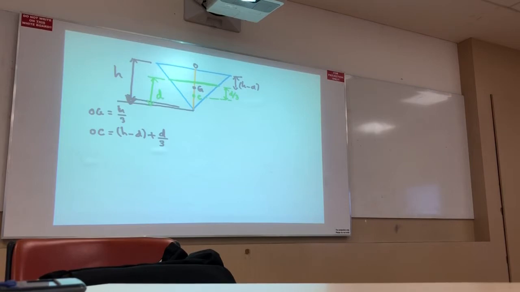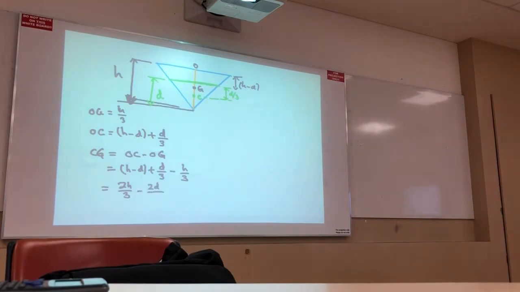So what is the value of CG? CG becomes OC minus OG, correct? From geometry, I just copy and paste. What is OC? H minus D plus D by 3. What is OG? H by 3, right? So what can I write? 2H by 3 minus 2D by 3, correct? This is CG. Then I can calculate, right?